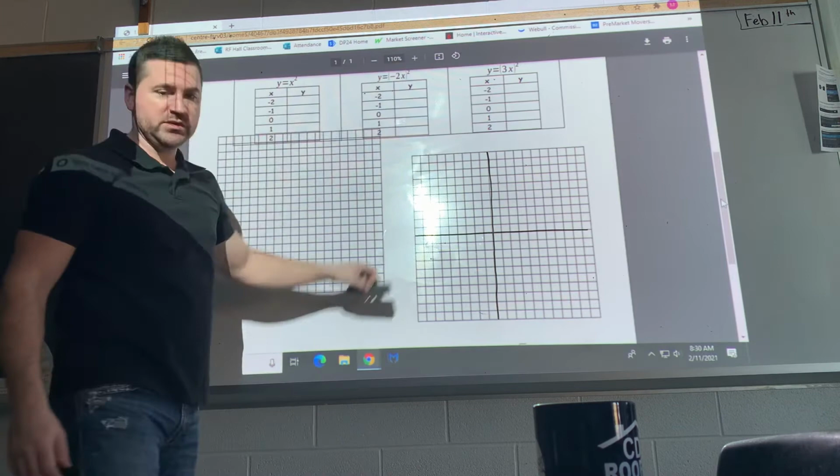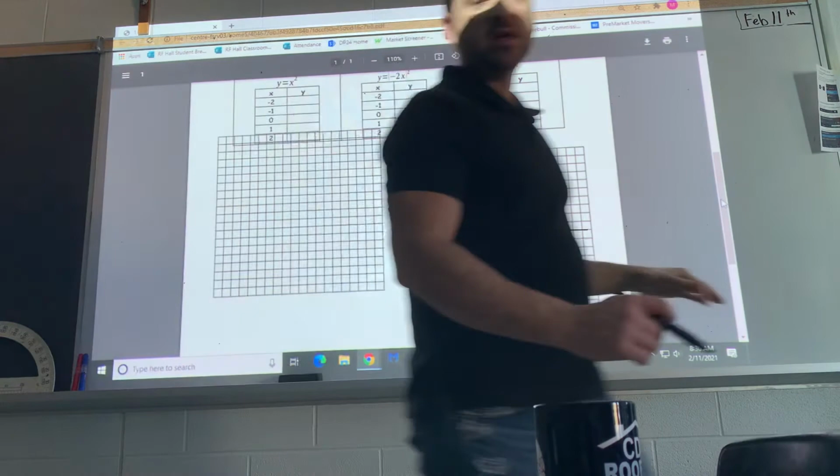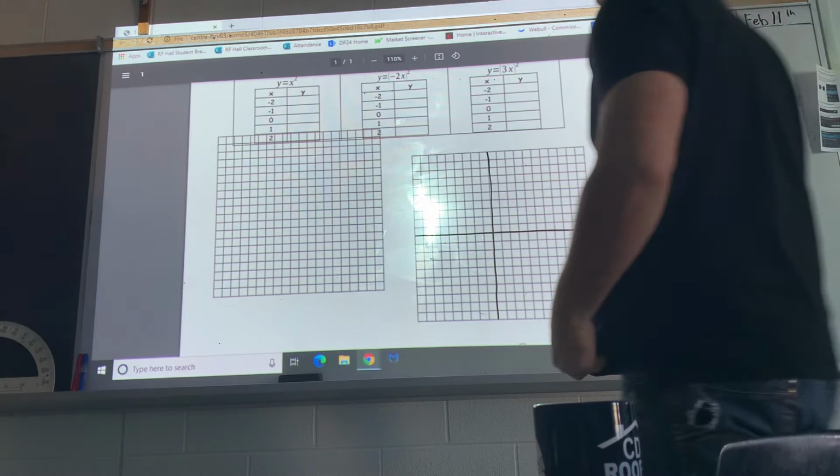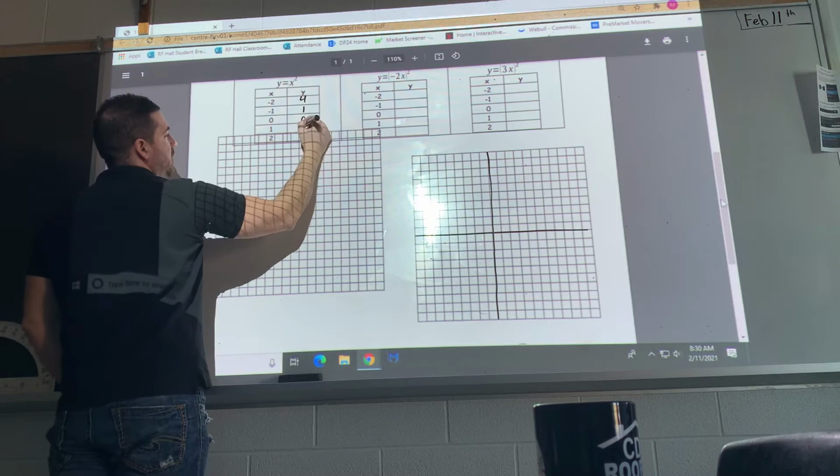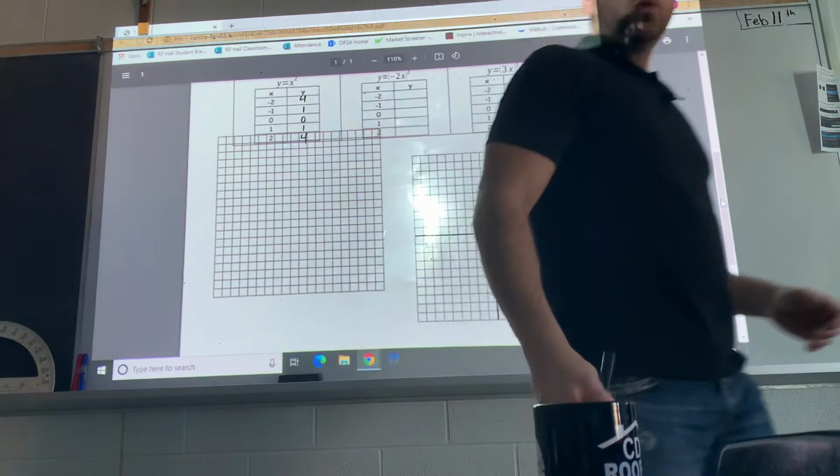So this is y equals x squared. Let's see if you guys can see the top there. That's just your parent function, y equals x squared. So your values would be 4, 1, 0, 1, and 4. Negative 2 squared is 4, negative 1 squared is 1, 0 squared is 0, and so on.